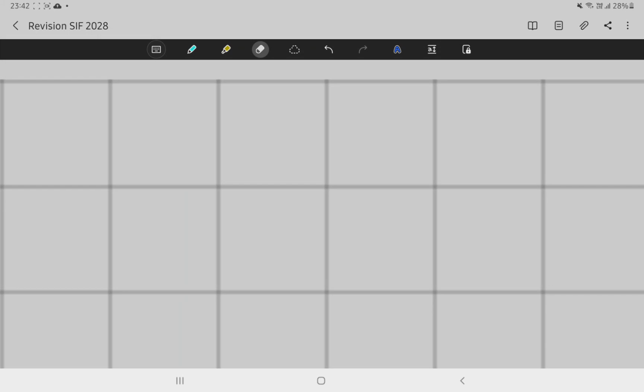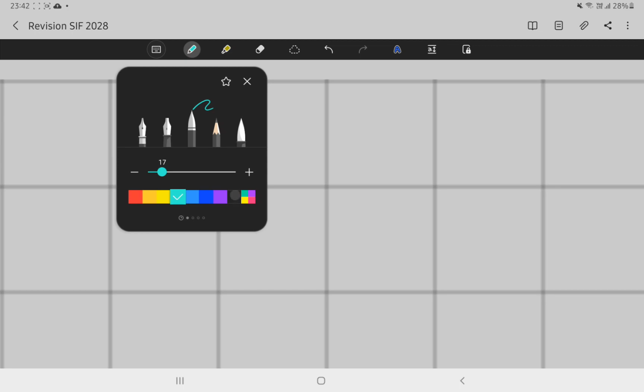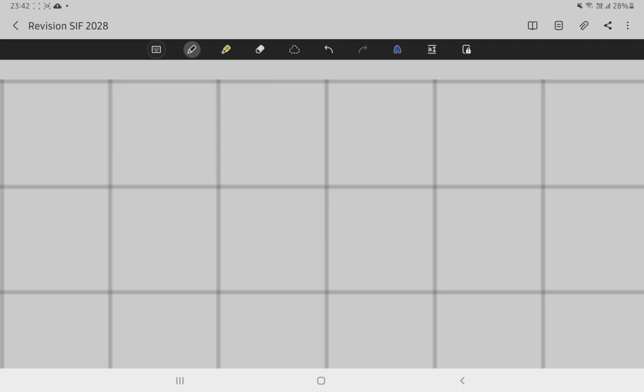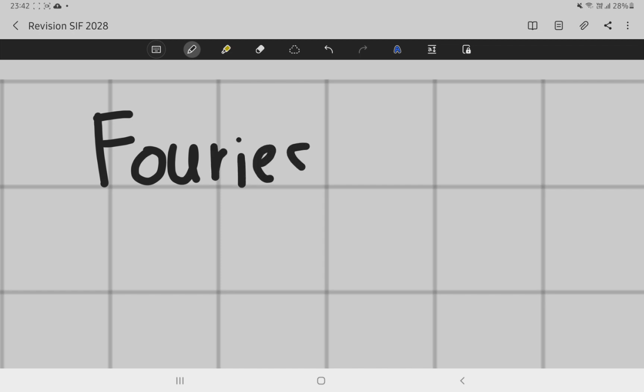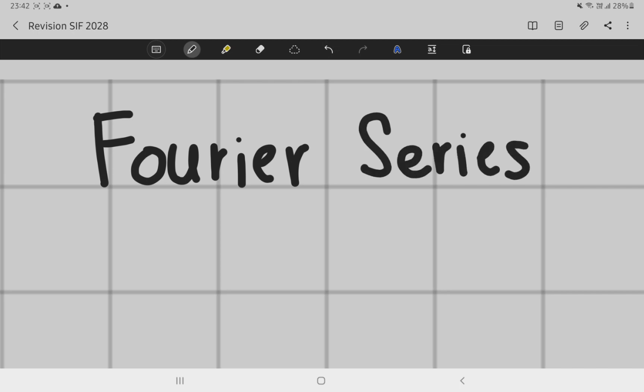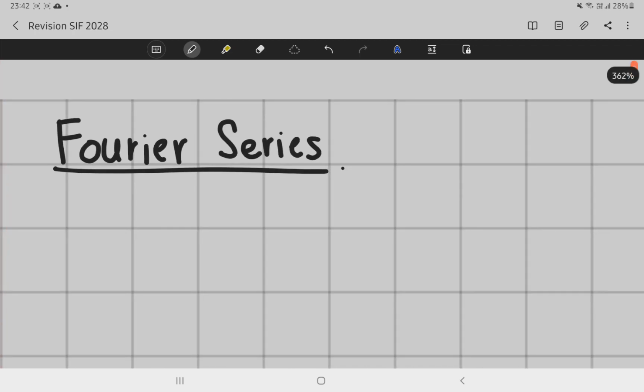Alright, so for the first chapter, we have learned about Fourier series. So this is the first chapter. What's Fourier series all about is basically it's just an ordinary series, right?